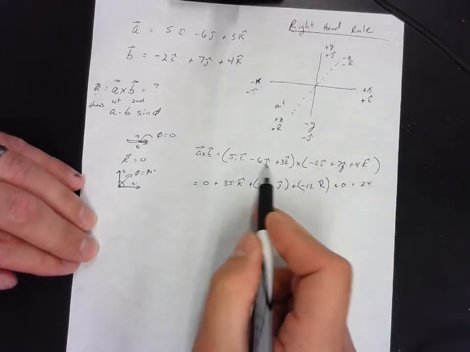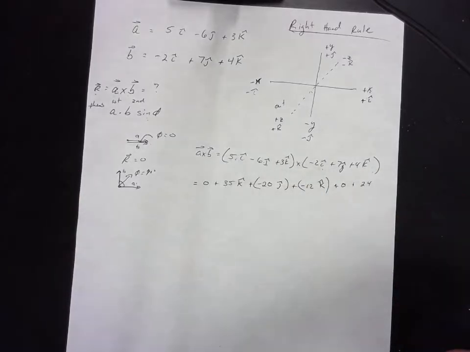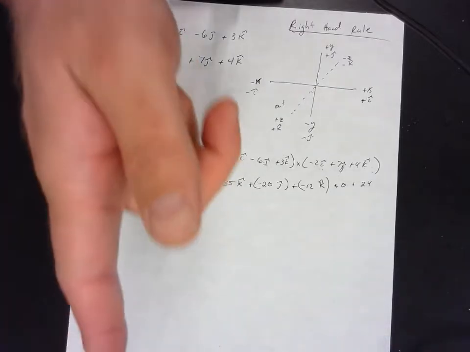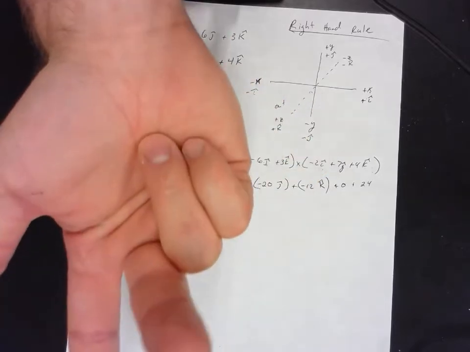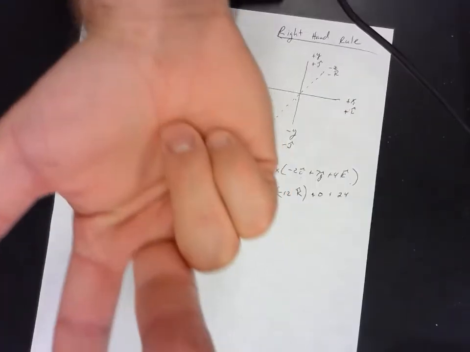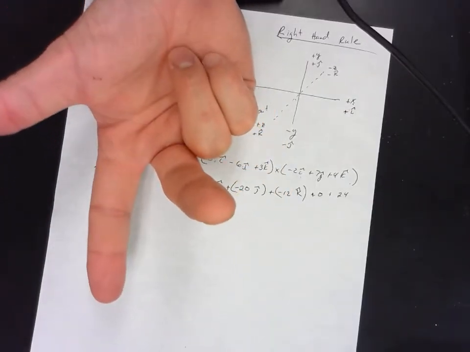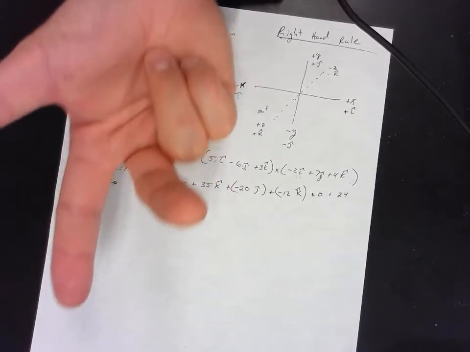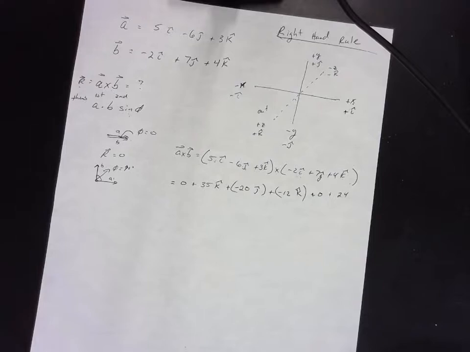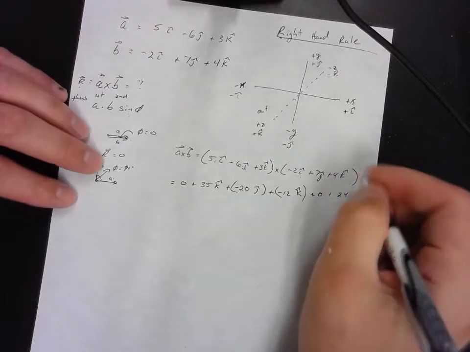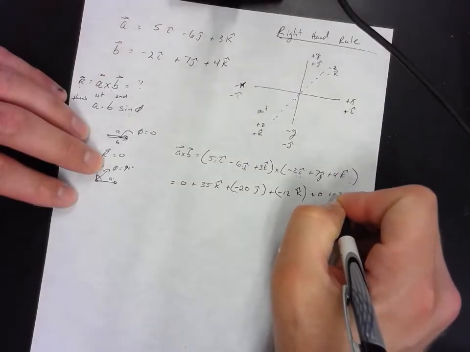Now we have to do the vectors, negative J cross K. Negative J is downward on the page. K is up on the page. All right, and it's hard to get my hand in the camera here. And you can see that my thumb is pointing in the negative I direction. All right, it's pointing this way. And that's a negative I.